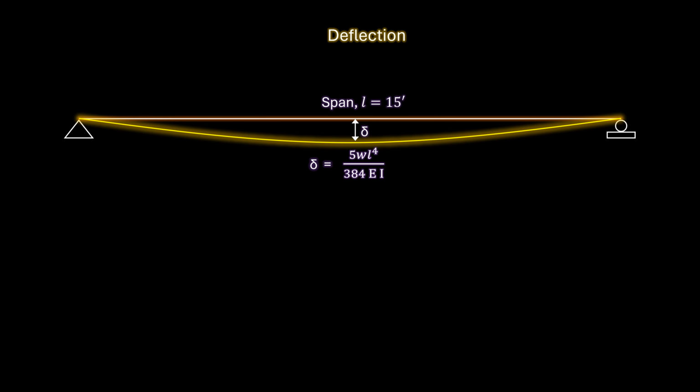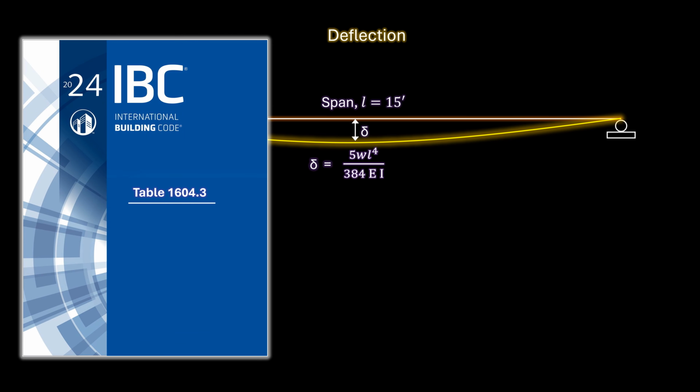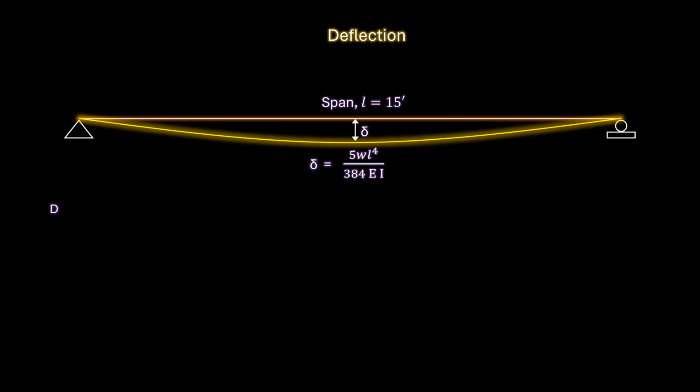Finally, let us now look at the long-term deflection limit. According to Table 1604.3 in Chapter 16 of the IBC Code, the dead plus live load limit is L/240. Since the span is 15 feet, the deflection limit in inches will be the quotient of the product of 15 feet and 12 inches per foot and 240, which is 0.75 inches.